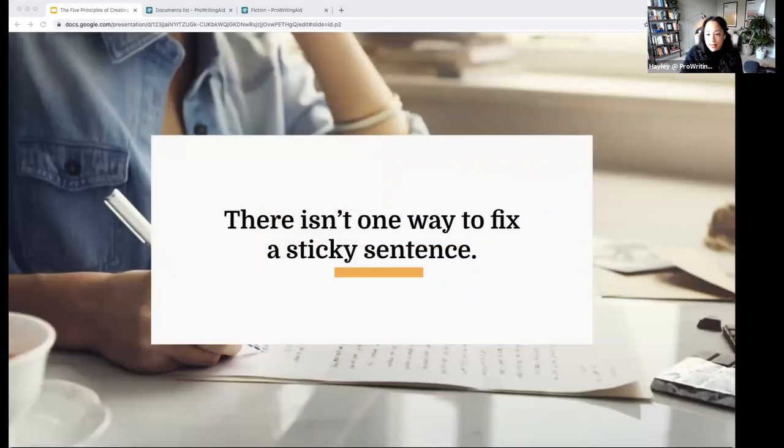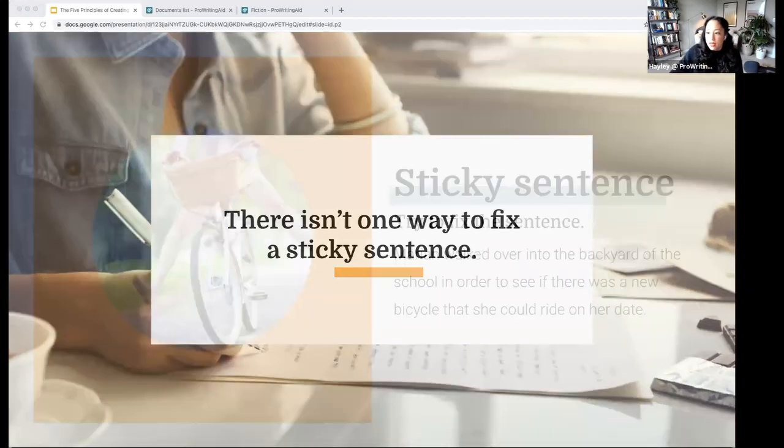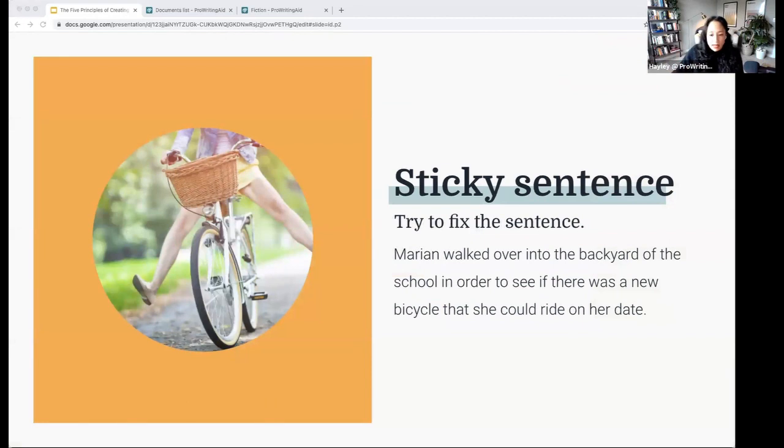Now, if you have a sentence that has too many glue words, like the sentence that we just said, there is not one way to fix it. You can reduce, remove, or replace by rewriting that sentence to make it shorter and clearer and cut out some of those glue words. So let's all try to do that. I'm going to give us a couple minutes to try to fix this sentence, removing some of those glue words.